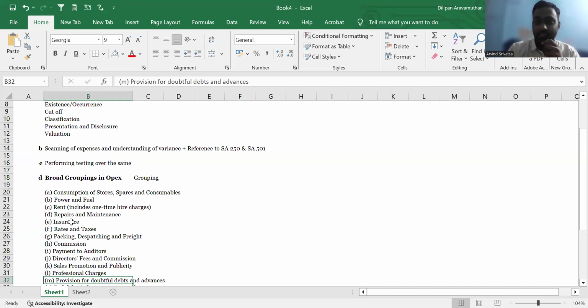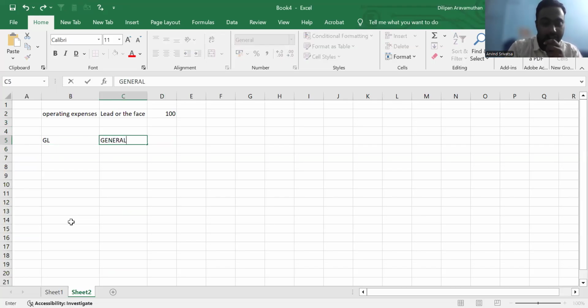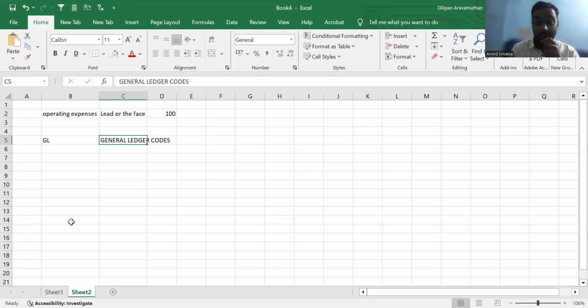The answer for this is very simple. We have something called GL codes. GL, that is general ledger. General ledger codes are maintained by the management. I think you guys have to rewind back to your CA Foundation days where we used to open something called a ledger account.